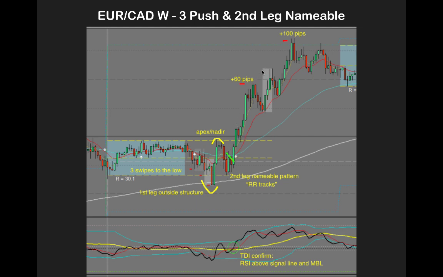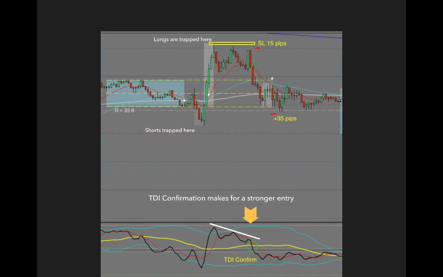Okay, so as you can see, all right, and if you took this trade and you held it, you would have gotten 60 pips, up here to this point, or if you even held it longer, you could have gotten 100 pips. Okay, so second leg W Eurocad with 3 pushes out of the Asian box. Okay, second leg nameable pattern with all our confirmations. Okay, let's look at another example.